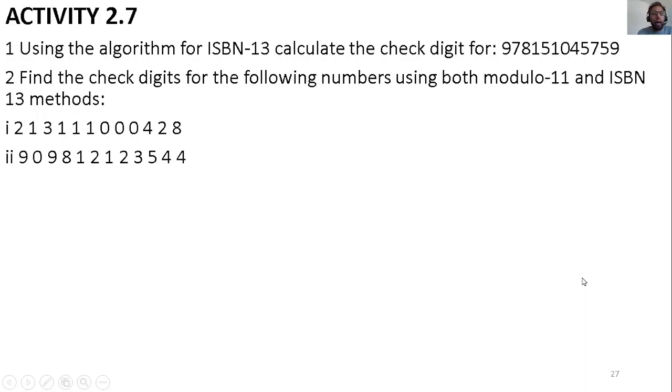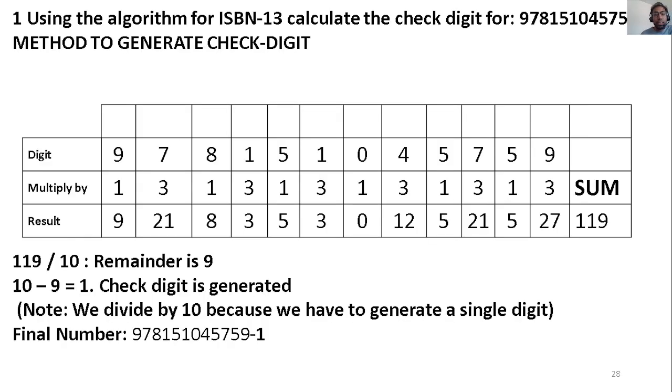Okay, let's start our activity 2.7. First, we are going to solve these two questions by two methods, ISBN 13. The first question we will solve by only the ISBN 13 method, and the second question we will solve by Modulo 11 and the ISBN 13 method. Why I'm calling it 13, you will understand when we solve it. Okay, let's see this question.